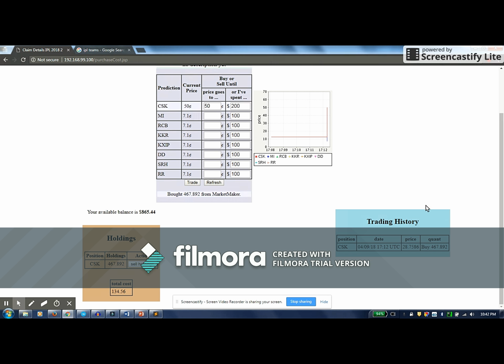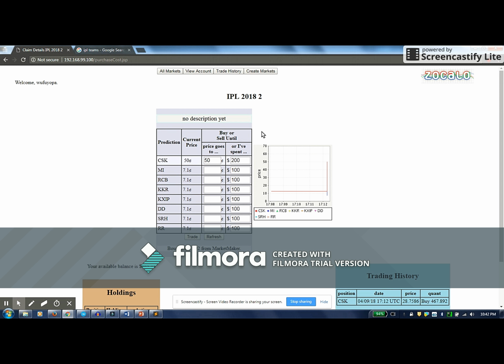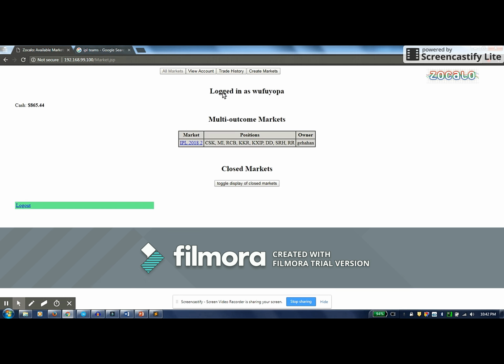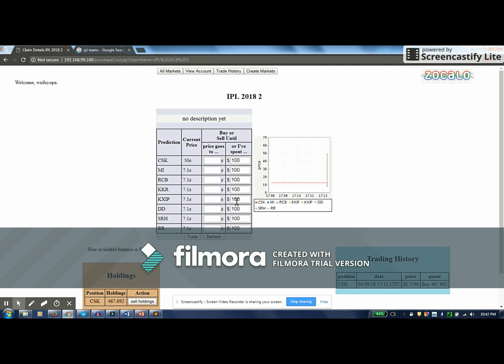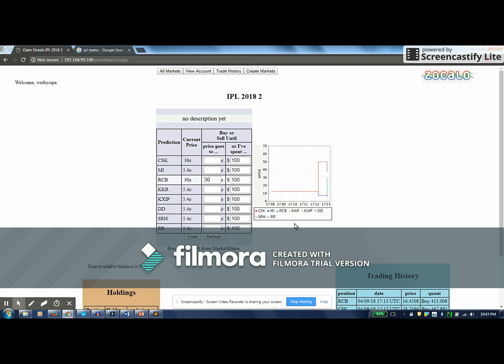and it also gets added to the trading history ledger. All right, so let's do a couple more trades just to get a feel for this. Actually, let's just buy one more share. I also think that RCB has a fair chance of winning, that it's not as bad as 0.1 cents. So let's say I want to bring it up to 30.